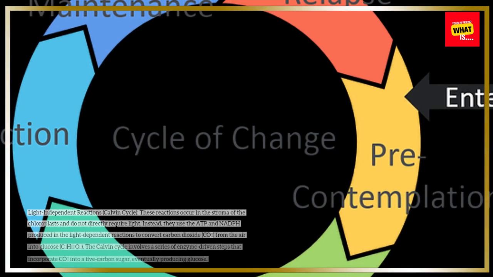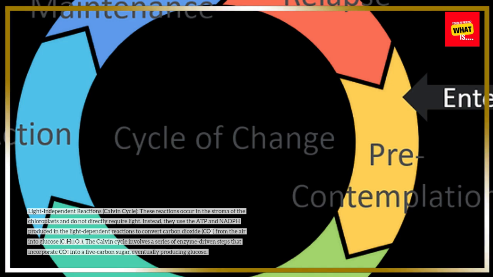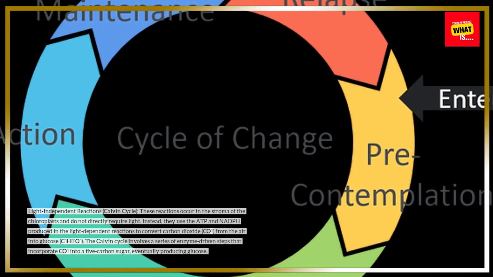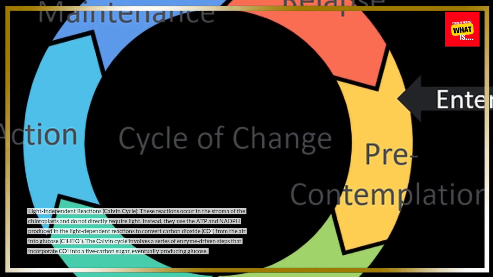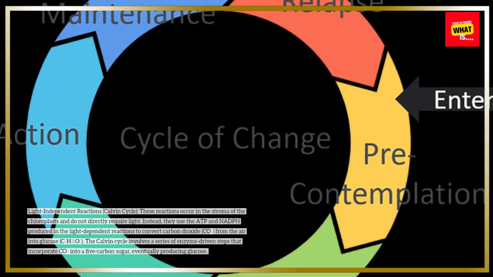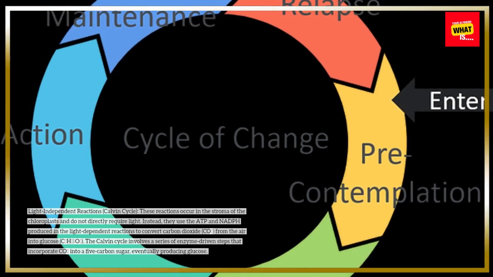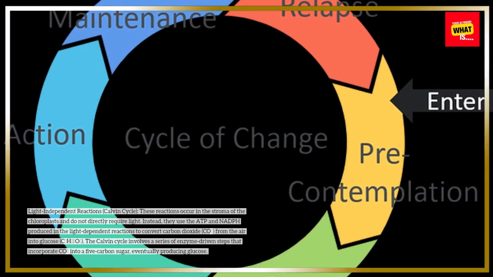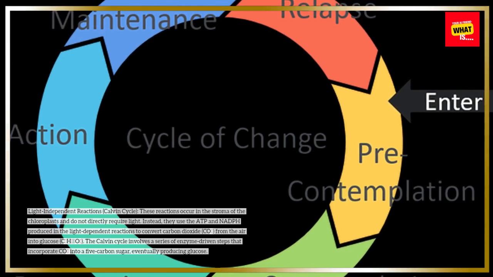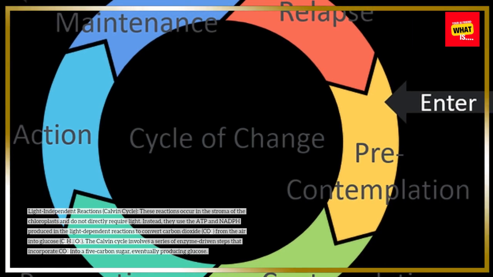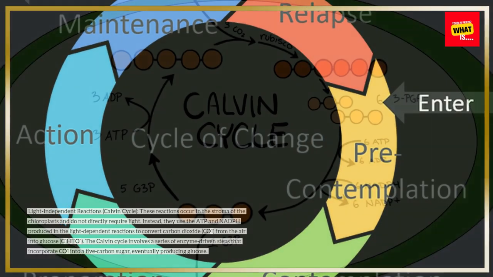Light-independent reactions, Calvin cycle. These reactions occur in the stroma of the chloroplasts and do not directly require light. Instead, they use the ATP and NADPH produced in the light-dependent reactions to convert carbon dioxide, CO2, from the air into glucose, C6H12O6. The Calvin cycle involves a series of enzyme-driven steps that incorporate carbon dioxide into a 5-carbon sugar, eventually producing glucose.